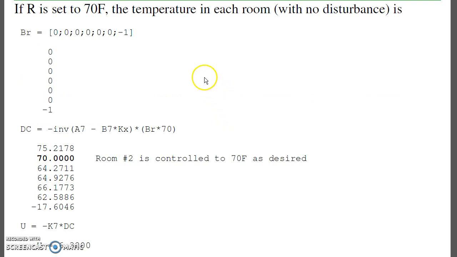If I want to find out how does this behave in steady state, if I make my set point 70 degrees and find the DC gain, I'll see that sure enough the thing I'm controlling is 70 degrees. The other apartments are a little bit different. That's due to your feedback control law. This last state, that's my servo state. I don't really care about that last state, that's a dummy state. But all the apartments are close to 70. The one I'm controlling is 70. And with a single input, I can only control a single output.